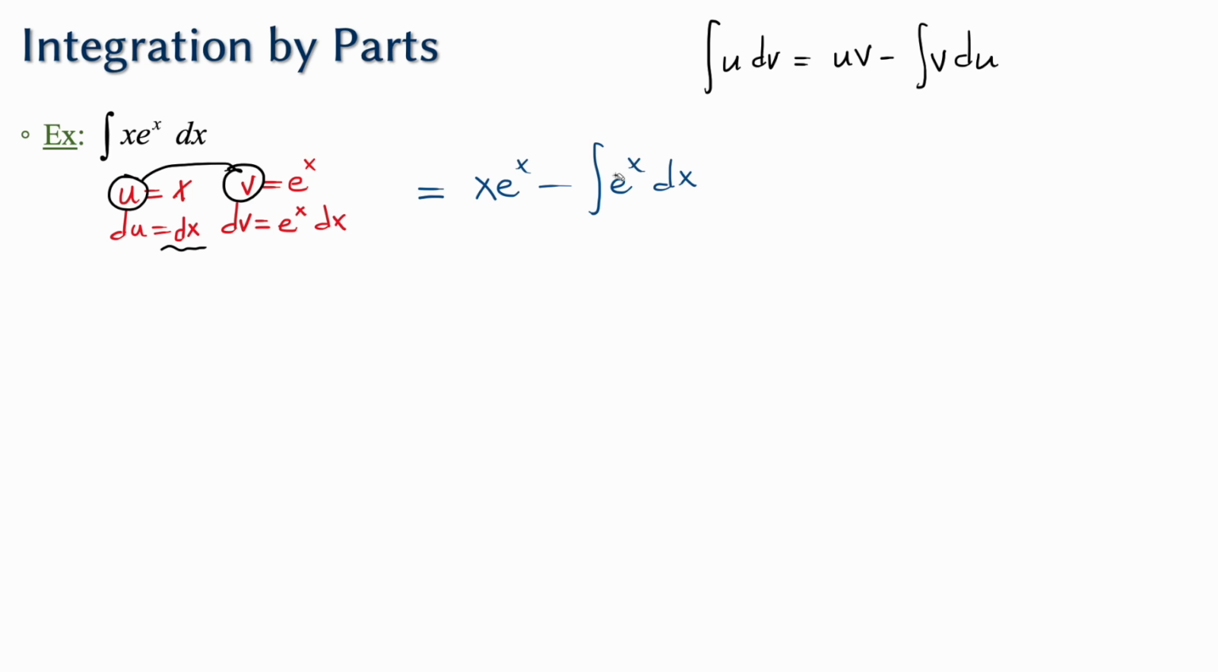Okay, we can actually work that out. But really, it's just a matter of plugging into the formula. We take whatever our u is, whatever our v is, multiply them together, minus whatever our v is times du in the integral.